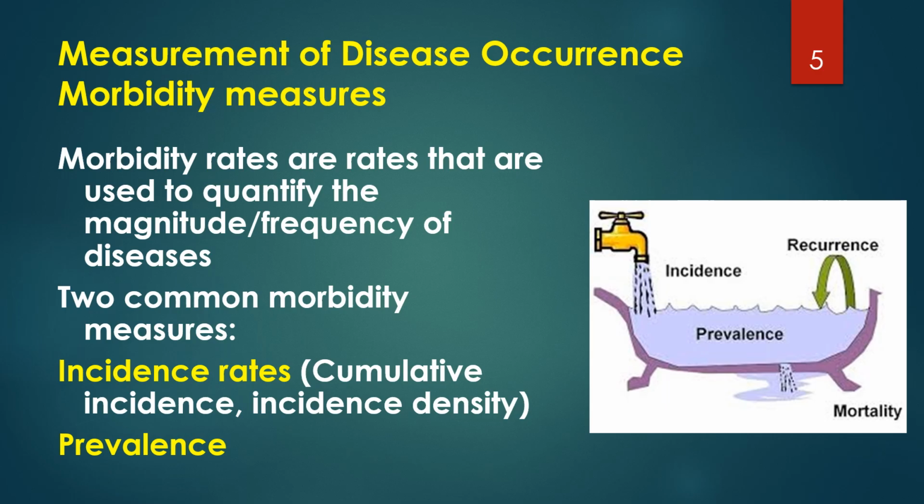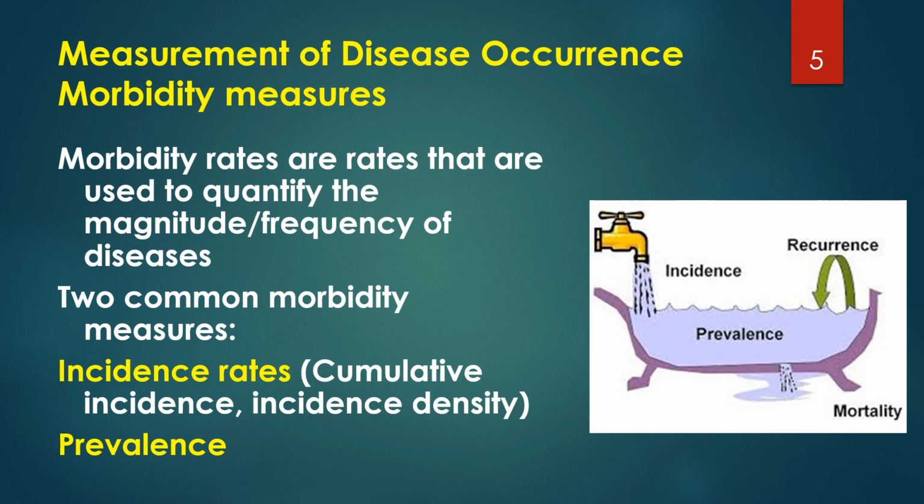Measurement of disease occurrence, morbidity measures. Morbidity refers to cases of disease in a population. Morbidity rates are rates that are used to quantify the magnitude or frequency of disease in populations. There are 2 common morbidity measures: incidence rate and prevalence.